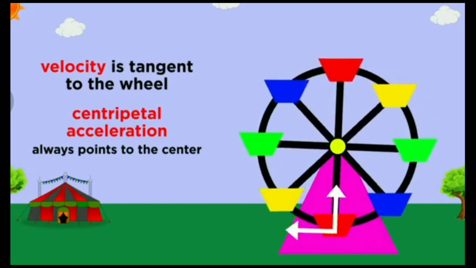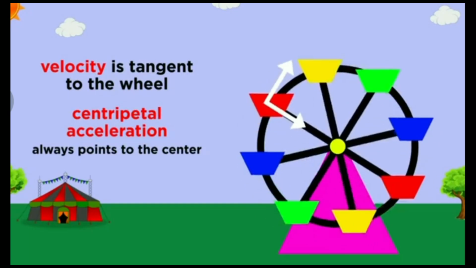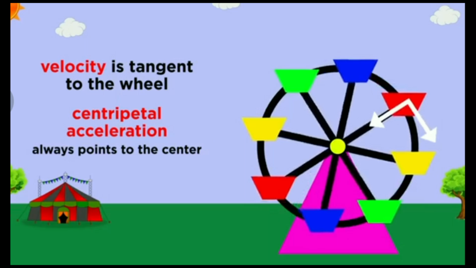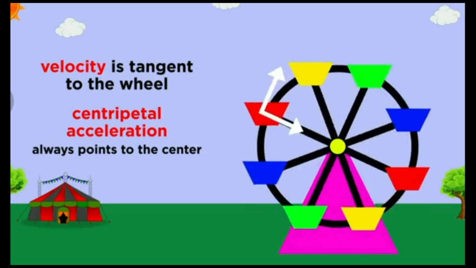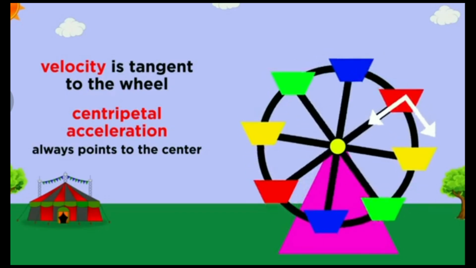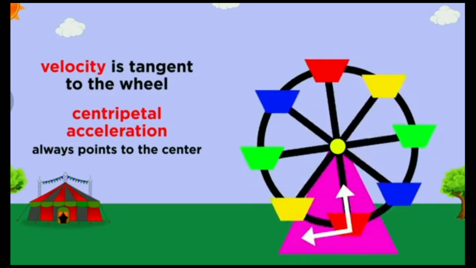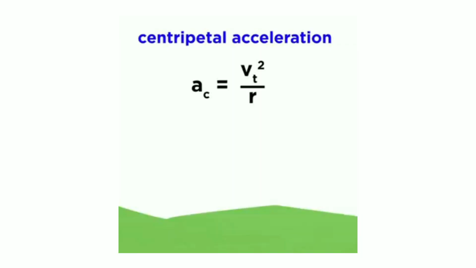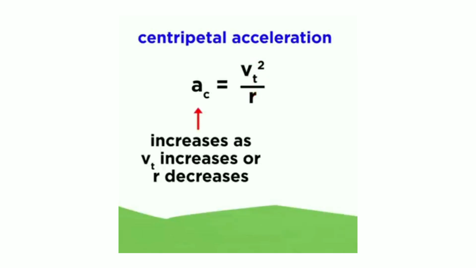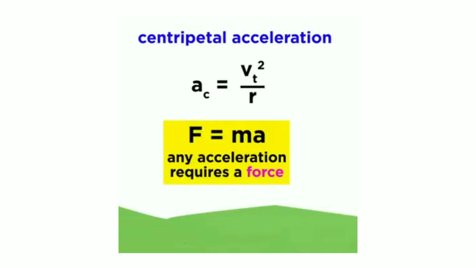The uniform circular motion of the car happens because of the constant centripetal acceleration towards the center of the wheel. At any given moment, the car has a velocity vector that is tangent to the wheel, and while the magnitude of velocity will not change, the direction is constantly changing, and any such change in velocity can only happen due to some acceleration. The centripetal acceleration will always point towards the center of the wheel.